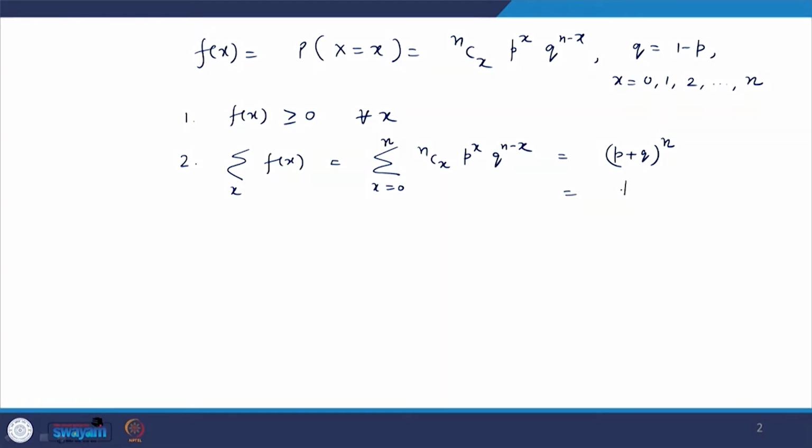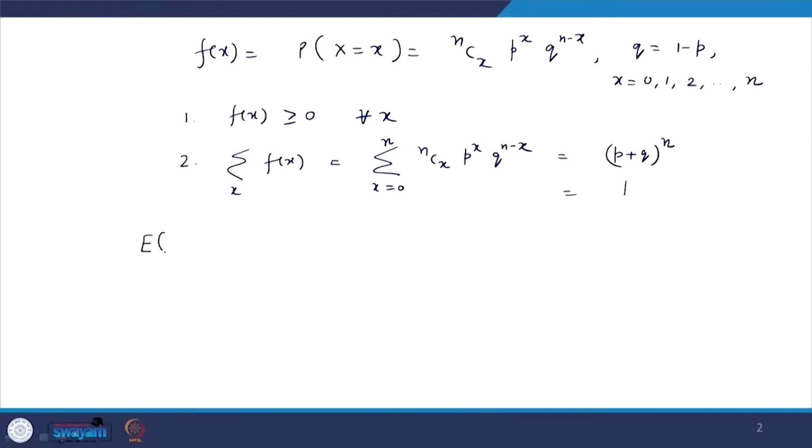So, for this discrete case, it is a PMF. How can we find the expectation of this random variable X, and how can we find the variance? If you want to find the expectation of the random variable X, that will be the summation of x f(x), x varying from 0 to n. So, this is nothing but the summation, x from 0 to n.